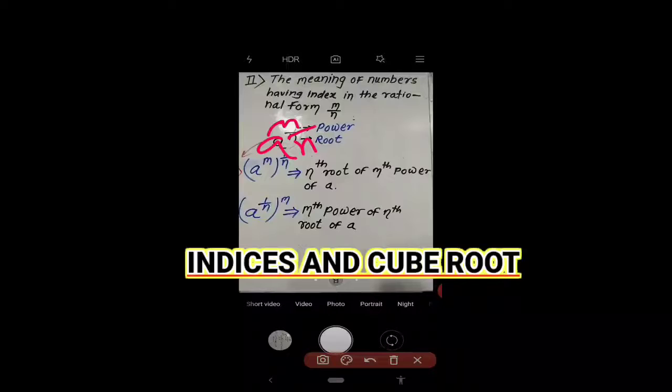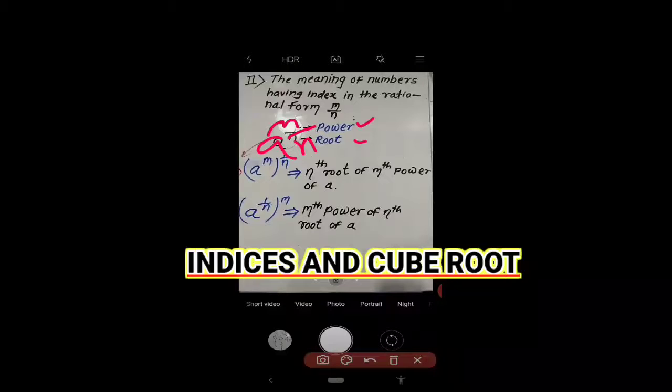While representing or reading this number in this form, the numerator of the index is considered as the power and the denominator is considered as the root. Numerator is power and denominator is root. In this, m is the numerator, we read it as the mth power, and n is the denominator, we read it as the nth root.